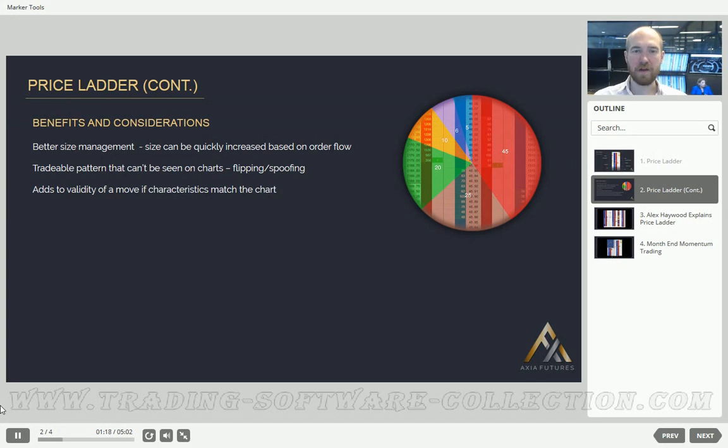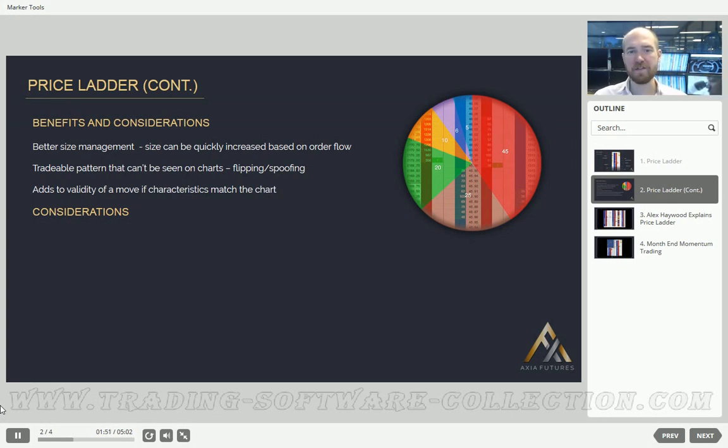And also what it really does, big benefit here, is it adds validity to a move. You may have a level on a chart that if we break the level, you expect acceleration, you expect the market to move onwards. The ladder will tell you whether this is actually looking likely. So if you do get that acceleration of order flow, volume, that tells you you're right, and just adds to your confidence in a trade, and again gives you that opportunity to increase size on a break if that's the strategy that you're using. Next up, just want to give you a few considerations.